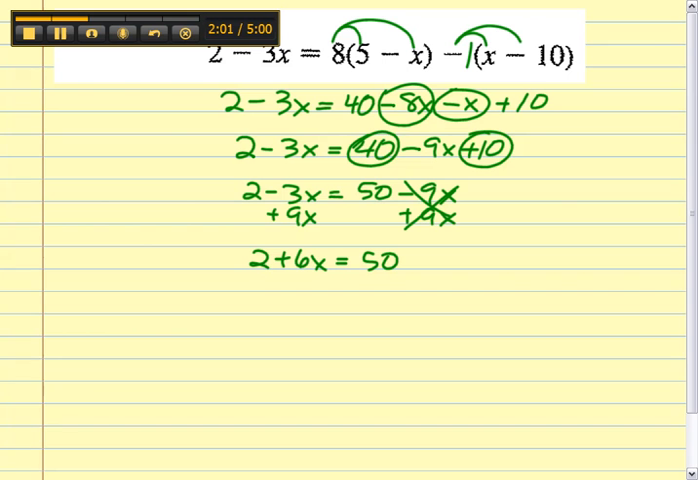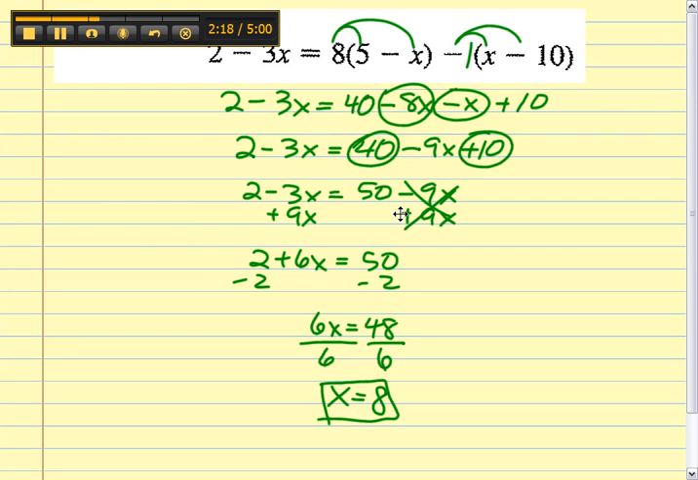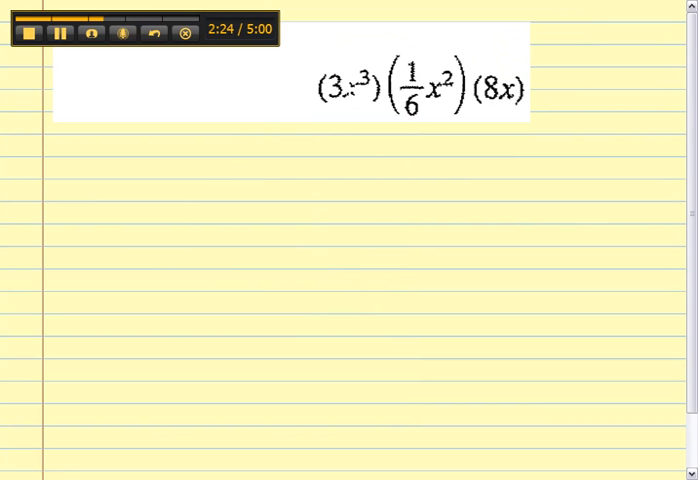That's done. All right. But now I need to get numbers on the same side. So let's subtract 2 from both sides, and I'm going to get 6x is equal to 48. Easy. Piece of cake. And then I'm done now. All I have to do is divide both sides by 6. I'm going to get x is equal to 8. Perfect. Nice job. All right, x equals 8.